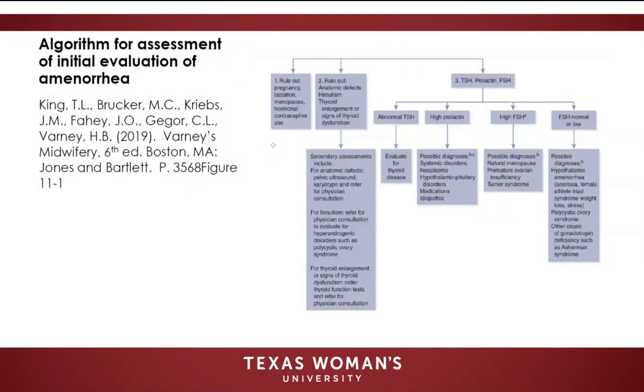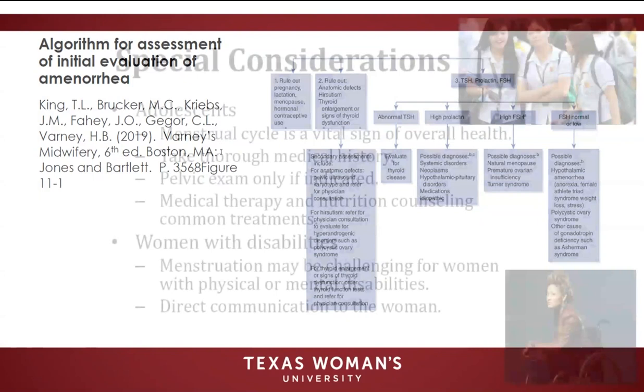This is a very nice algorithm for the assessment of amenorrhea. I may have this particular book. If I don't, I will put the algorithm from 5-Minute Clinical Consult into your module. If you print out slides, then you'll get this here. So you're going to rule out pregnancy, menopause, and you're going to go down this track here. Now, obviously, this isn't telling you a management plan, but it is helping you reach your diagnosis.